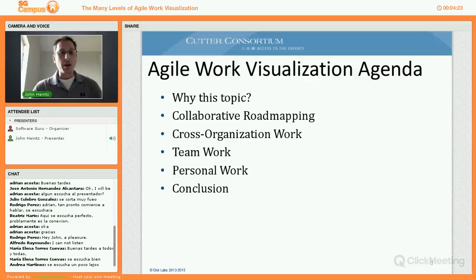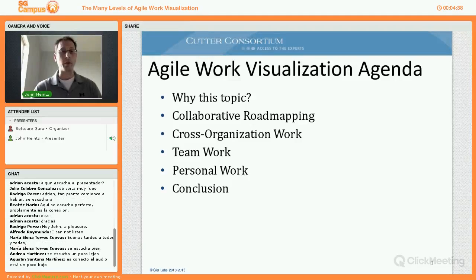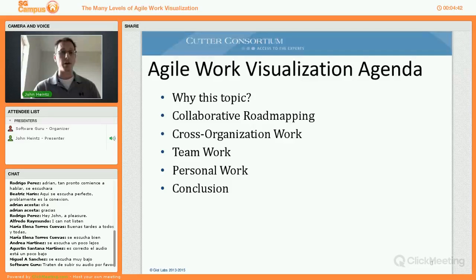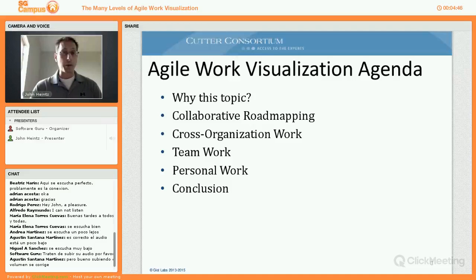The topics that we're going to be covering today are around visualizing work, being able to see it. First, I'm going to talk about why this topic. Why are we talking about this? What does it mean to visualize our work, and why do we care about it? And then I'm going to start at the top down. I'm going to start at organization-wide collaborative road mapping and seeing our work pull together from a roadmap perspective.